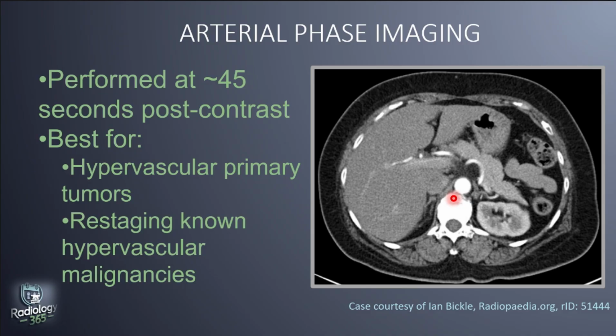So this image shows an image in the late arterial phase. We can see that the abdominal aorta is very opacified. The hepatic artery is also very opacified, but the portal vein, the IVC, the hepatic veins are not opacified. You can also see the kidney is in the corticomedullary phase. That's kind of synonymous to the late arterial phase.